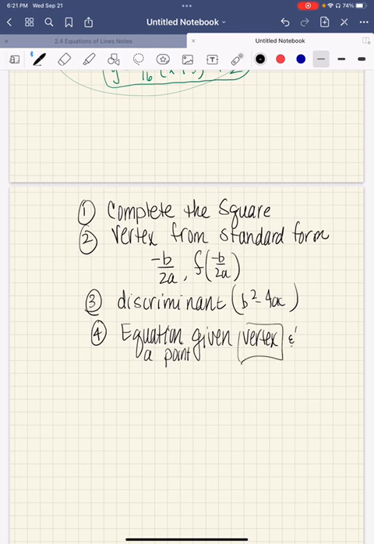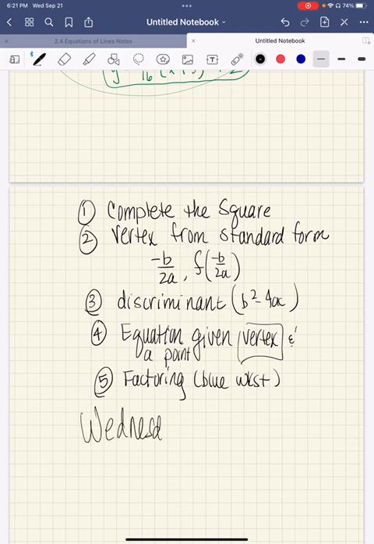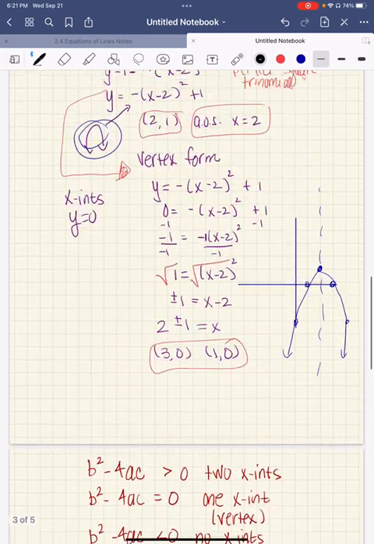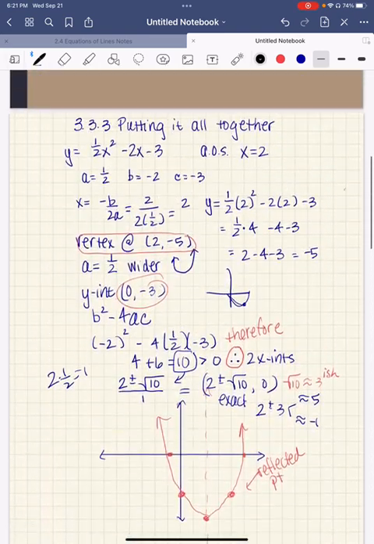What else is on the quiz? Oh, factoring. So that blue worksheet. So the quiz for you guys is going to be Wednesday. Okay. That is putting it all together. And of course, save the video so that you can watch it and use it as a study guide.